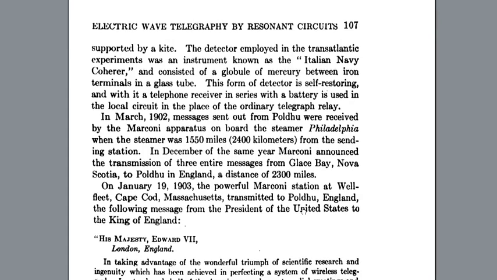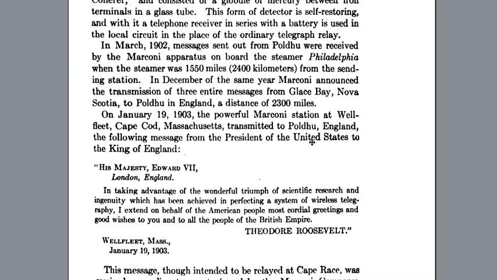In March 1902, messages sent out from Poldhu were received by the Marconi apparatus on board the steamer Philadelphia when the steamer was 1,550 miles or 2,400 kilometers from the sending station. In December of the same year, Marconi announced the transmission of 3 entire messages from Glace Bay, Nova Scotia, to Poldhu in England, a distance of 2,300 miles.